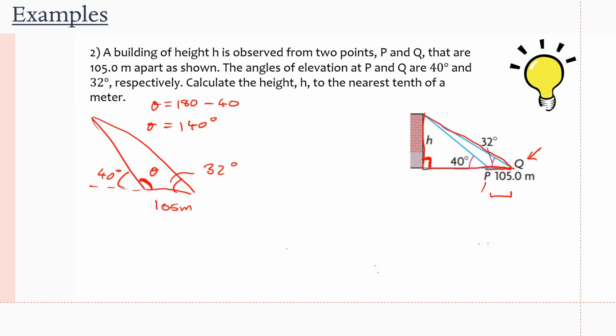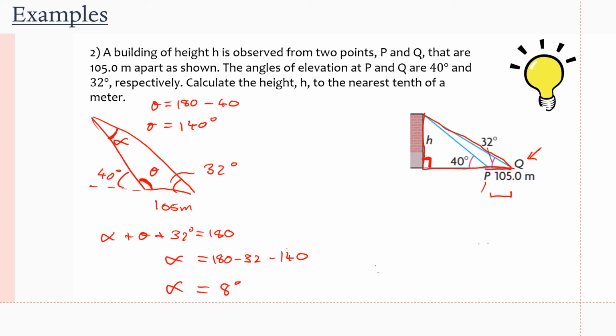And from that, we can also find this angle, which we'll call alpha, because remember, all the angles in a triangle add up to 180. So alpha plus theta plus 32 degrees will give us 180. So alpha would be 180 minus 32 minus theta, which we found out is 140. 180 minus 140 is 40, minus 32 is going to give us 8 degrees. So this angle right here is 8 degrees.